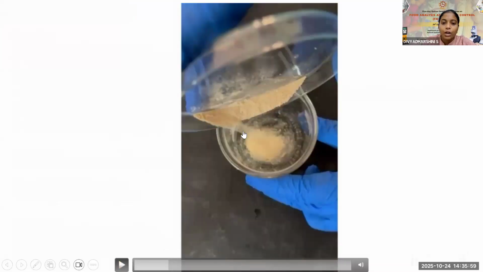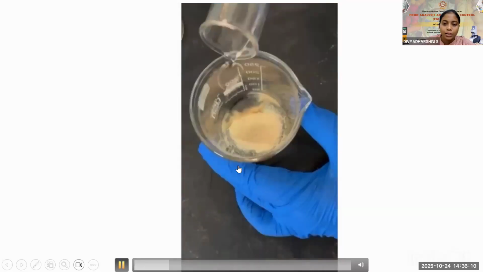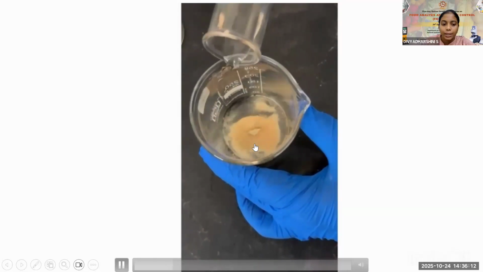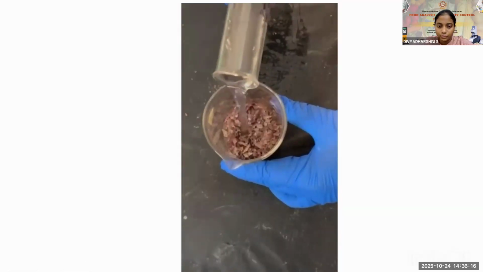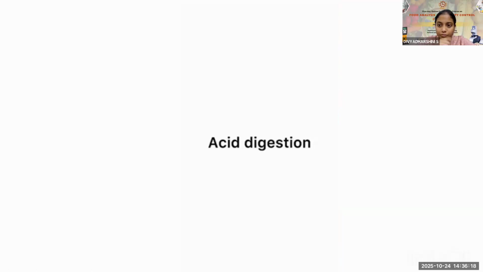So in this video, I have taken the defatted sample. This is the sample which I have taken for the cookies in the Soxhlet apparatus, that only. So I have taken 2 grams of this powder cookies. For the acid digestion, pouring 200 ml of this acid and boiling for 30 minutes on the hot plate. So after that, filter and collect the wet residue using the Whatman filter paper.